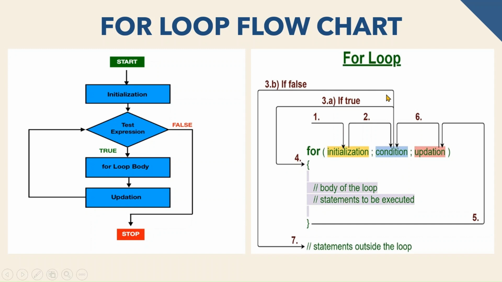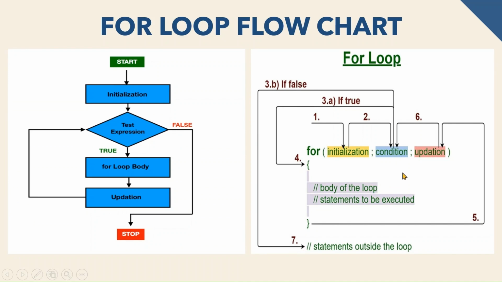If the condition is false, we come out of the loop, and the statements outside the loop get executed. After the first iteration is over, you can see this arrow, the updation goes on, incrementation or decrementation. Suppose it is an incrementation, again I need to test the condition here. If the condition is true, you enter the block. If the condition is false, you come out of the block.